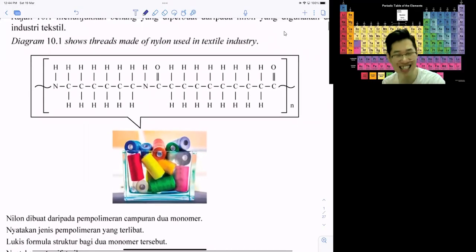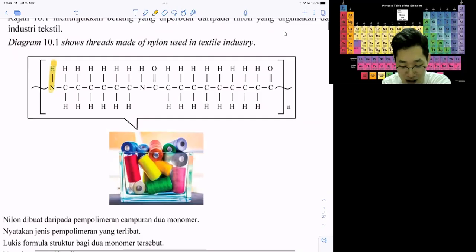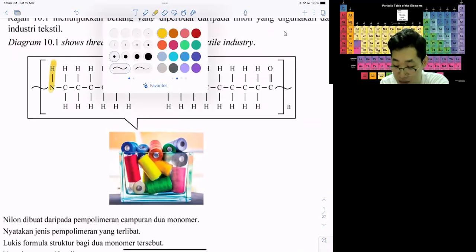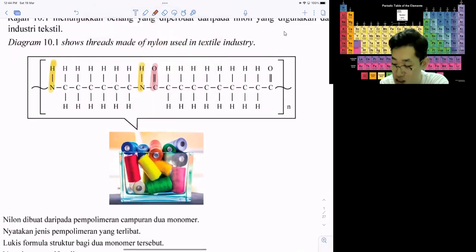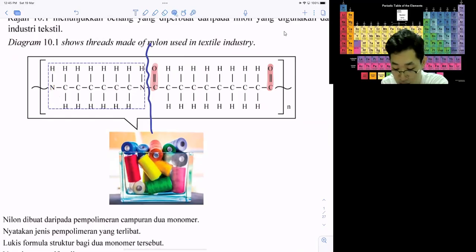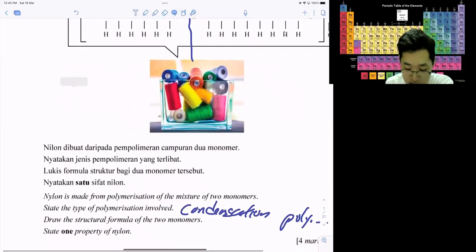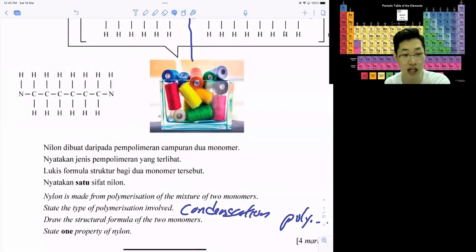Okay. So here, to draw the monomer, you have to know how to separate this. How to separate? You find the similar parts, NH, NH, and then CO, CO. Then you just cut them out. You just copy. So you just draw like that. Draw the whole thing out.